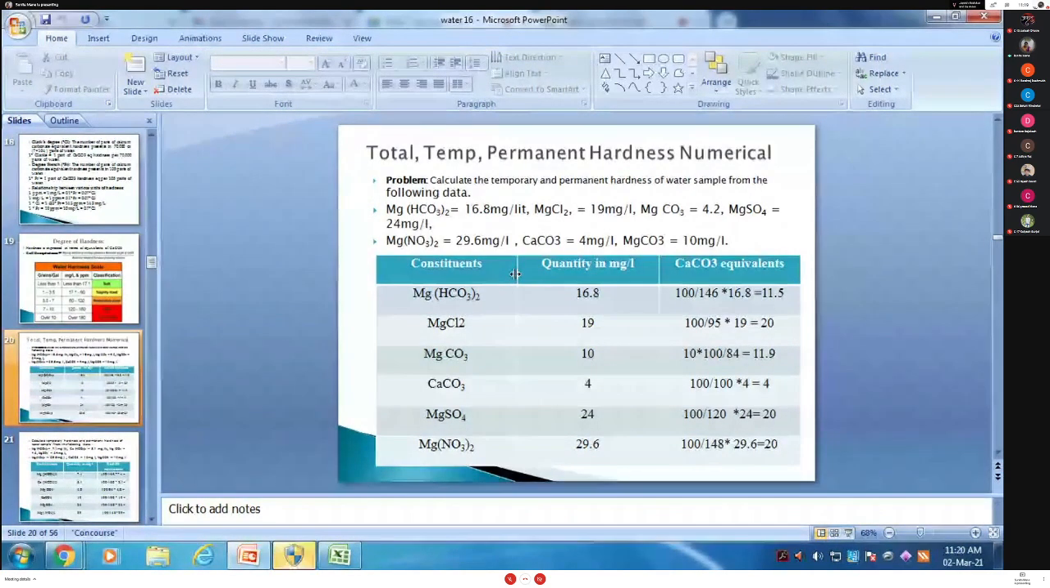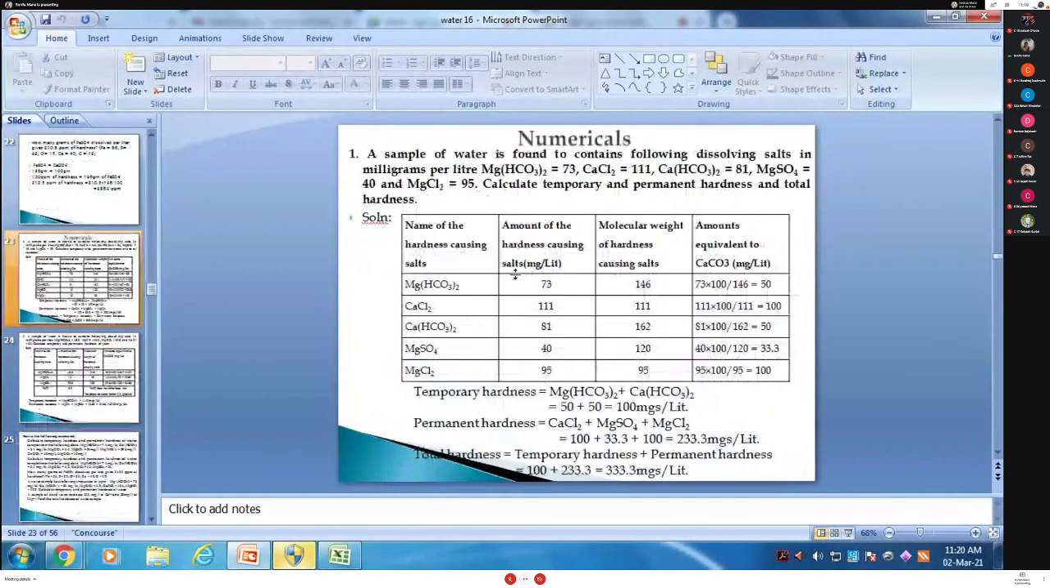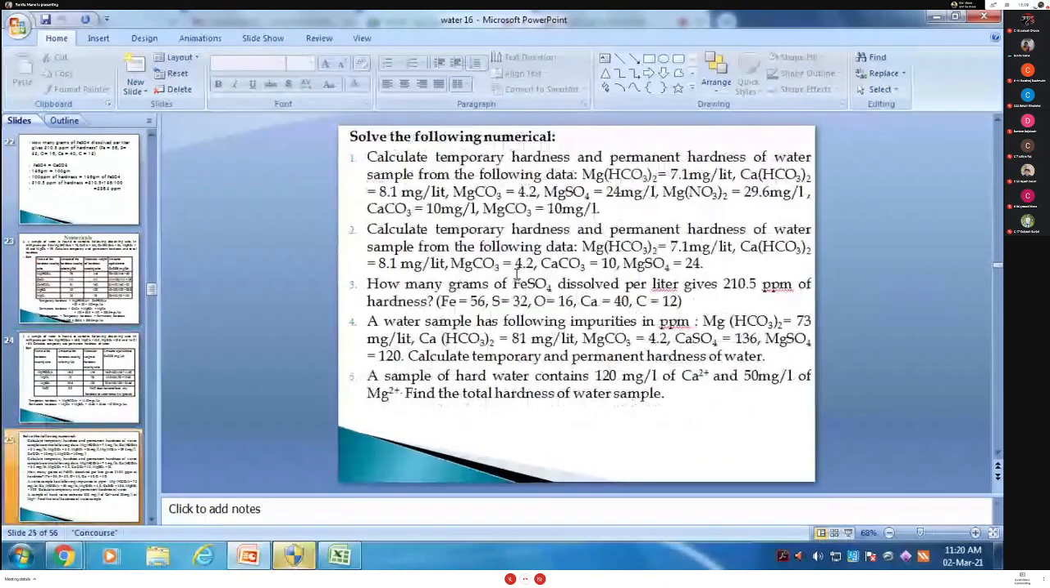Total, temporary, permanent hardness numericals. You solved? Yes, ma'am. Okay. So first you solve the one problem, then we will start the next ion exchange problem. Okay. Write down on your notebook.